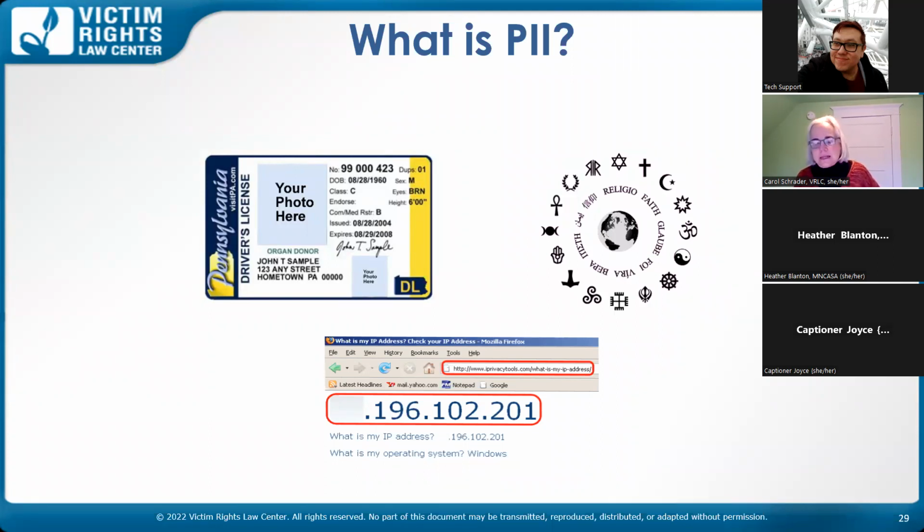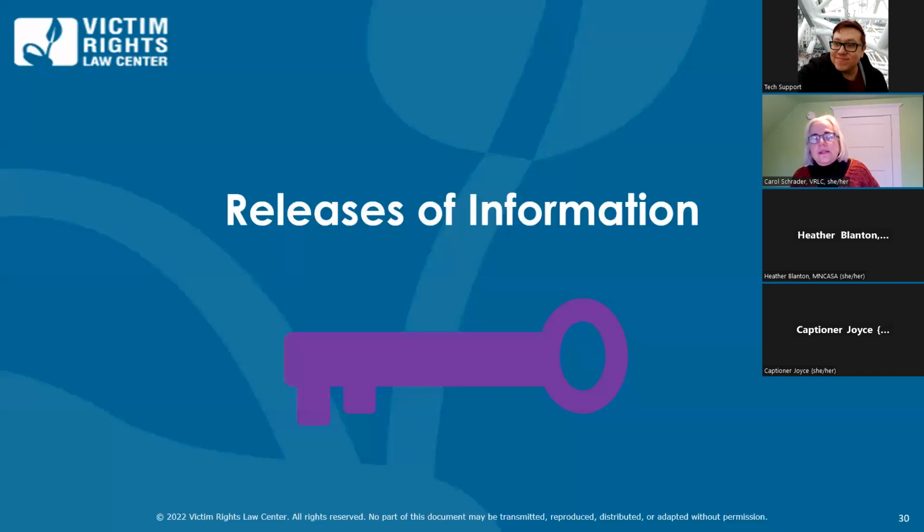Next slide, please. So we're going to start by looking at those ways in which information can be shared. And the first of those is release of information. I think so often we think about releases of information as this form, this piece of paper, or this electronic document that allows us to release information. But VAWA statutes and regulations actually set up a process that is required for people who receive this funding. Next slide, please.